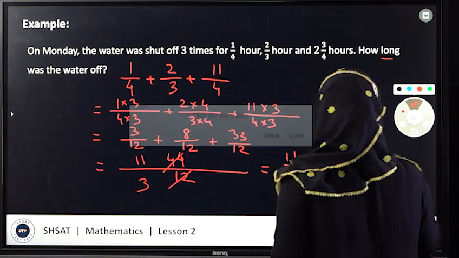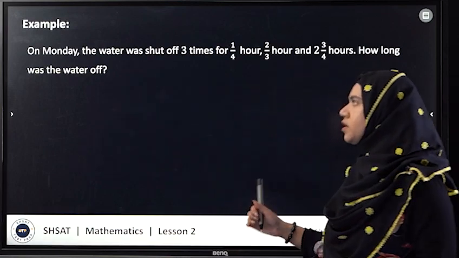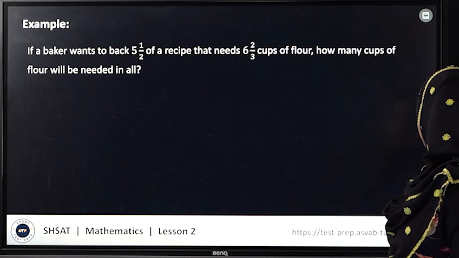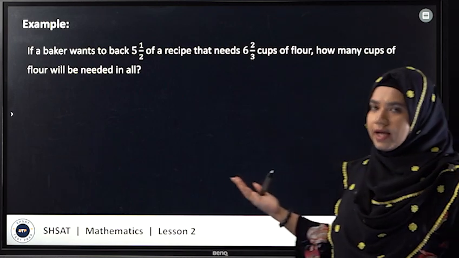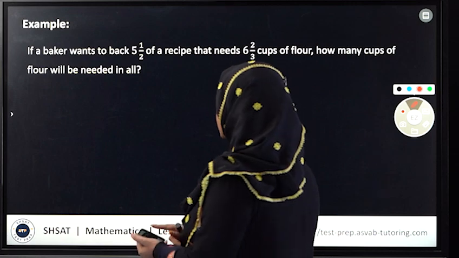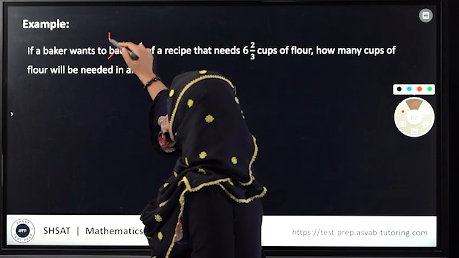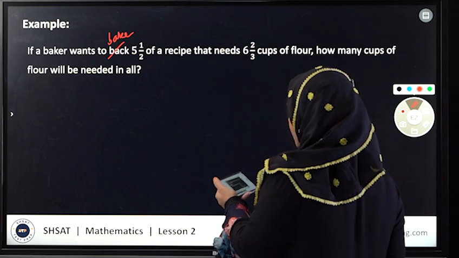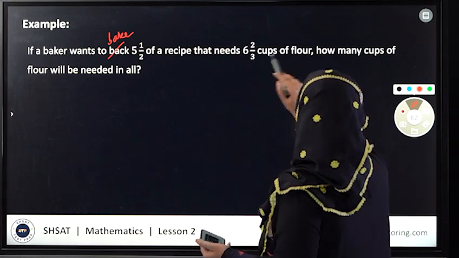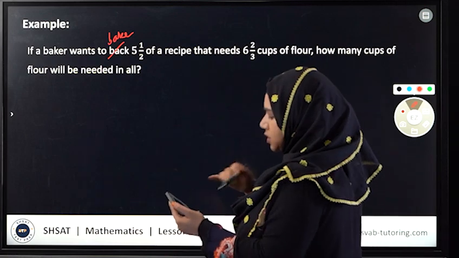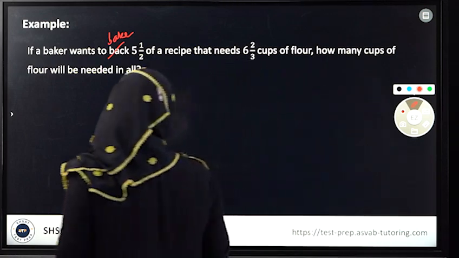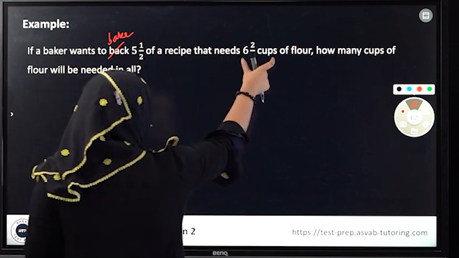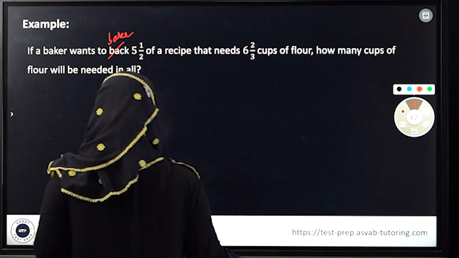Word problems are just there to test whether or not you understand what the question is asking. Because if you do that, then that's like half of the answer done, right? If a baker wants to bake 1/2 of a recipe that needs this amount of cups, how many cups do we really need? All right. So the recipe needs this many cups, but in total, how much do you need?